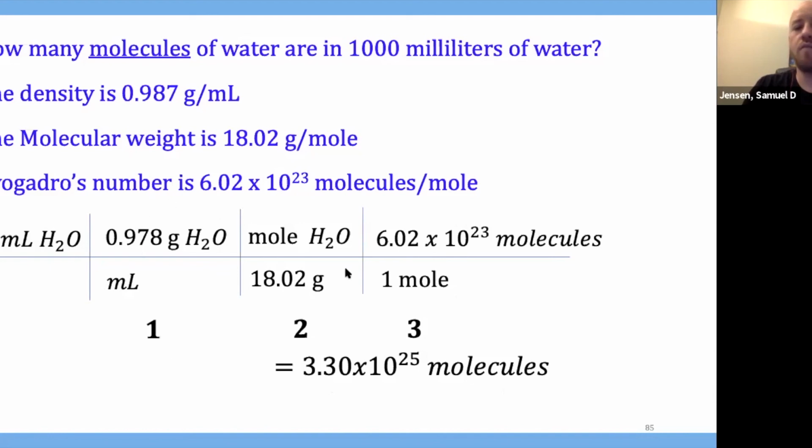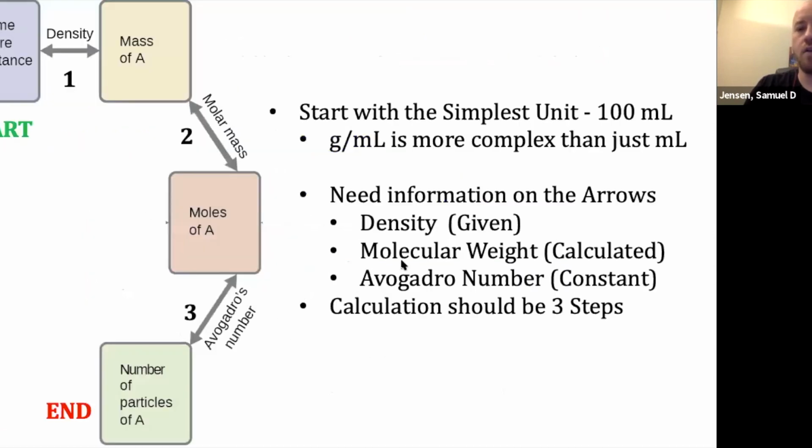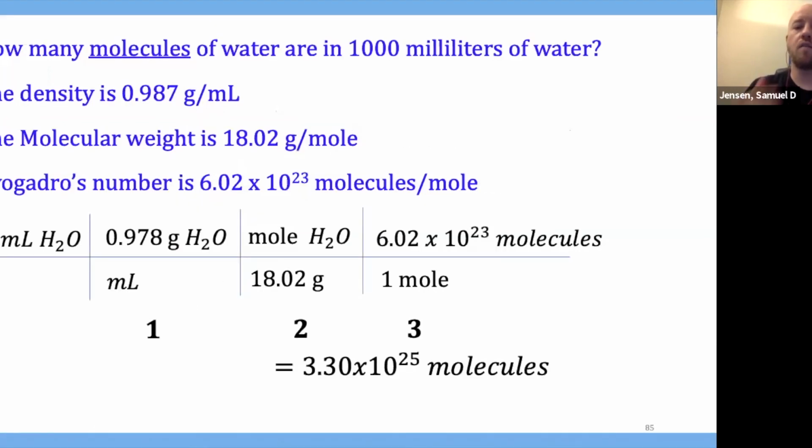Okay, step 1, step 2, step 3. Density, molecular weight, Avogadro's number. Most problems can functionally be done in about 3 steps. And so you'll see we talk about steps 1, 2, and 3 a lot. Most of our practice problems, even when we're doing more complex chemical reactions, we can generally hit in mostly 3 steps.